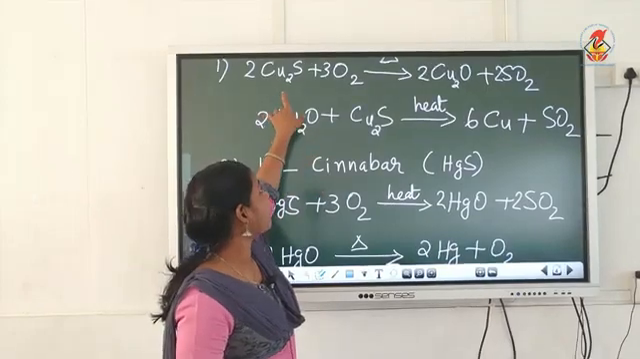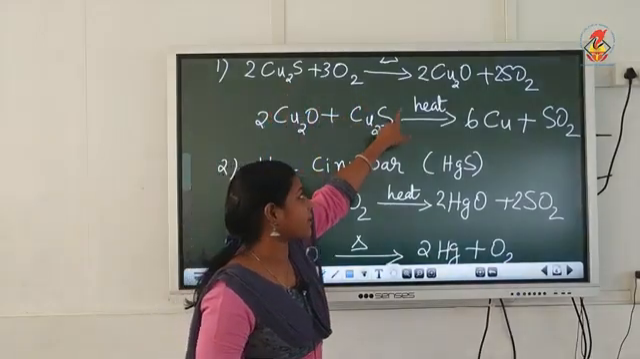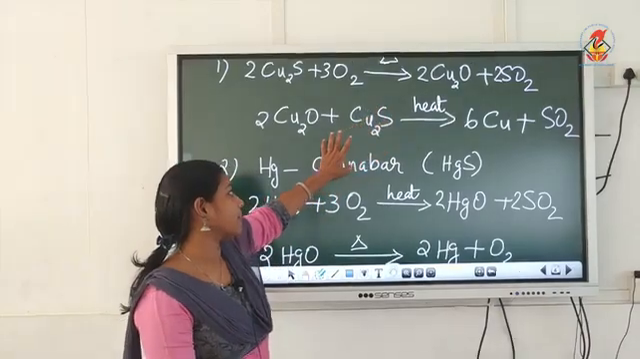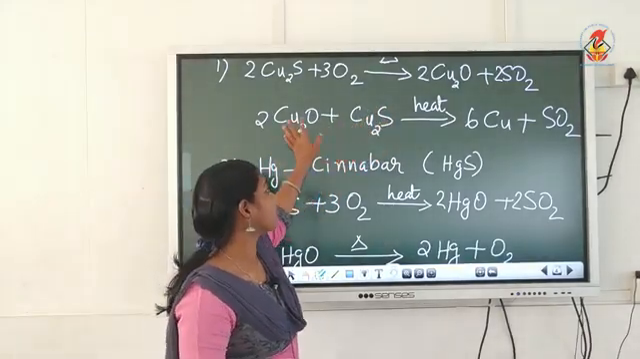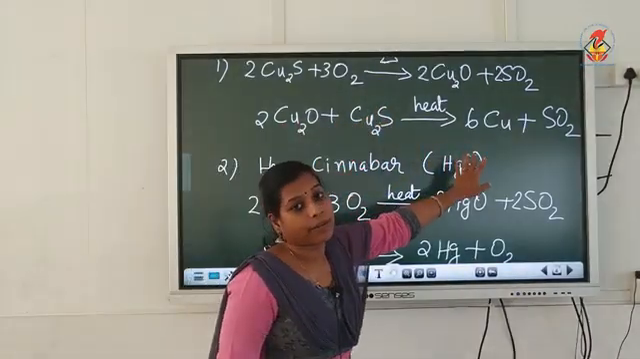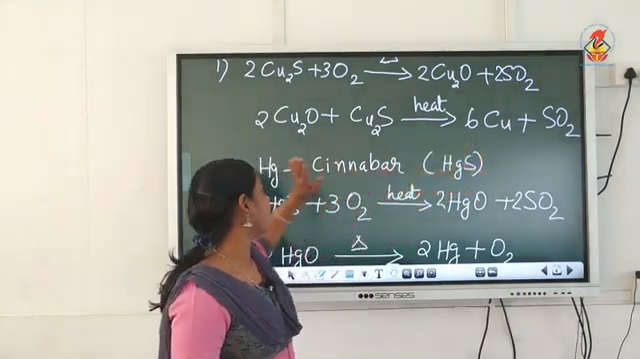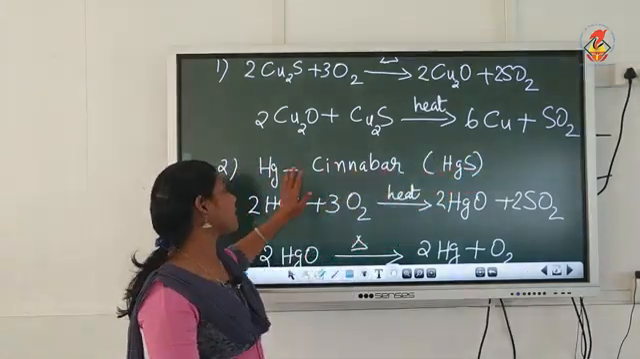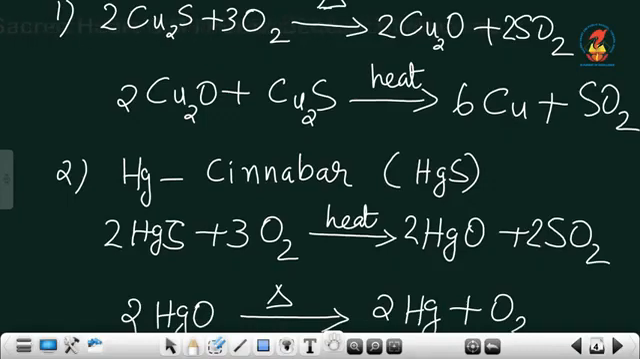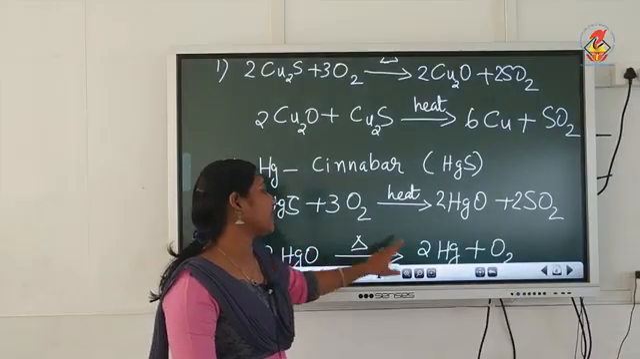In the case of copper, we are heating that copper in the presence of excess of oxygen, copper oxide will be produced there, and that on heating mixed with the copper sulphide, copper will be obtained. And then the ore of mercury is known as cinnabar, which is mercuric sulphide, and that is heated in the presence of excess of oxygen, we will get mercuric oxide, and that on heating we will get mercury.